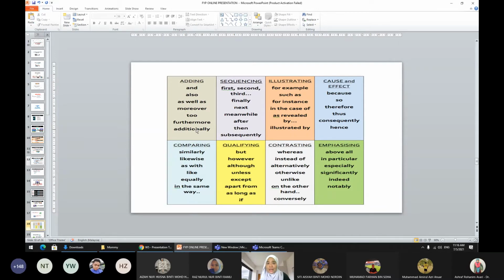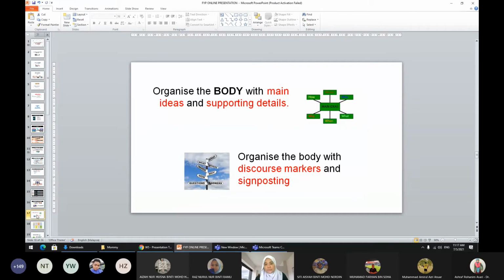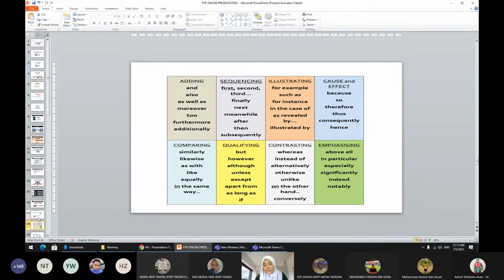That means your data, your analysis, you have done the analysis, you've got your findings, but what are your findings? When you want to explain and convince your panels, you really need signposting and discourse markers, we call it. If not, your presentation will not sound and will not look organized. Otherwise, the panels would wonder what on earth he is talking about.